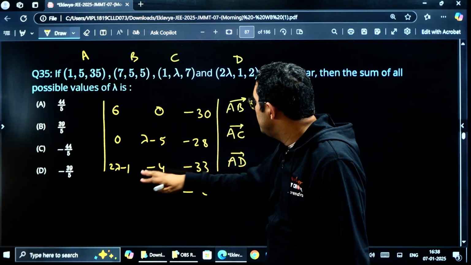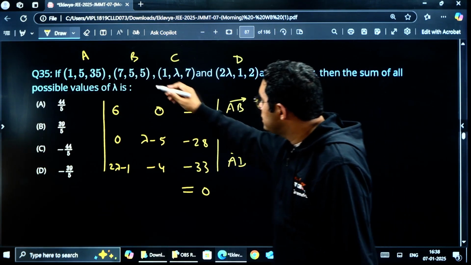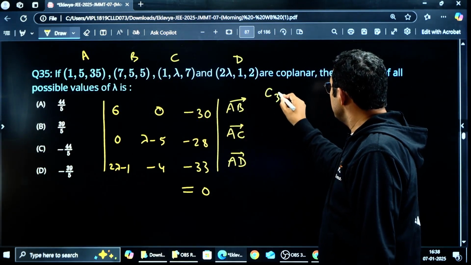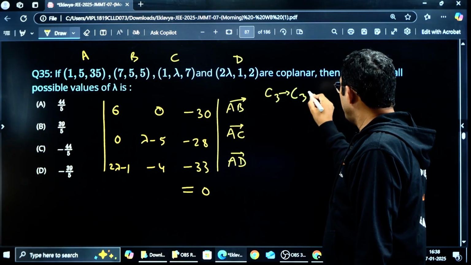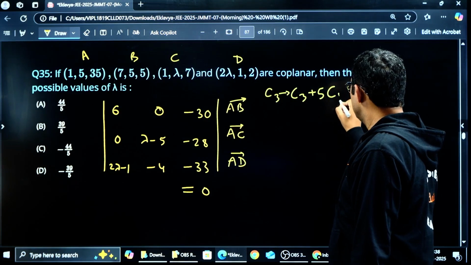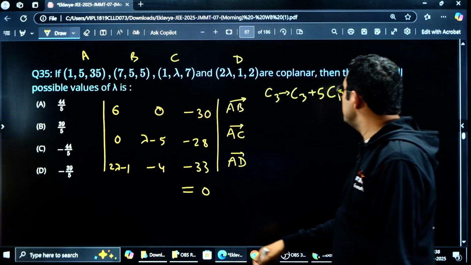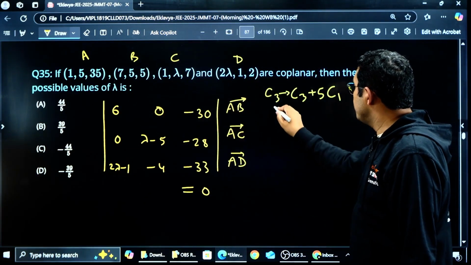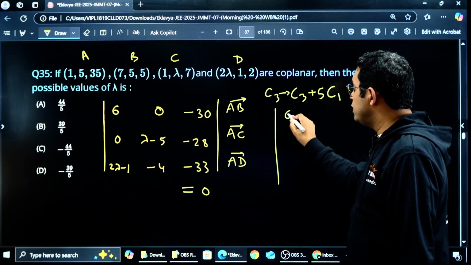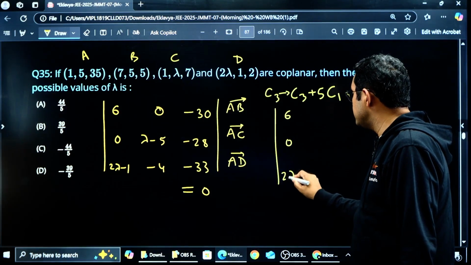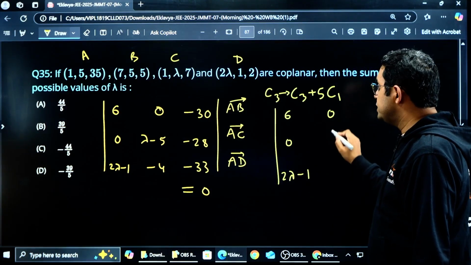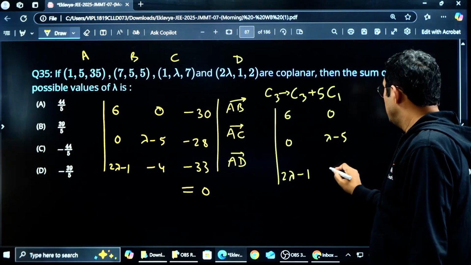Either here or here. Yeah, maybe here I can make it 0. I just need to multiply C1 by 5 and add to C3. 5 times C1, if added to C3, will give you 1 0 here. And what will be my new determinant then? First column will be same, 6, 0, 2 lambda minus 1. Second column will also be same, no change, minus 4.